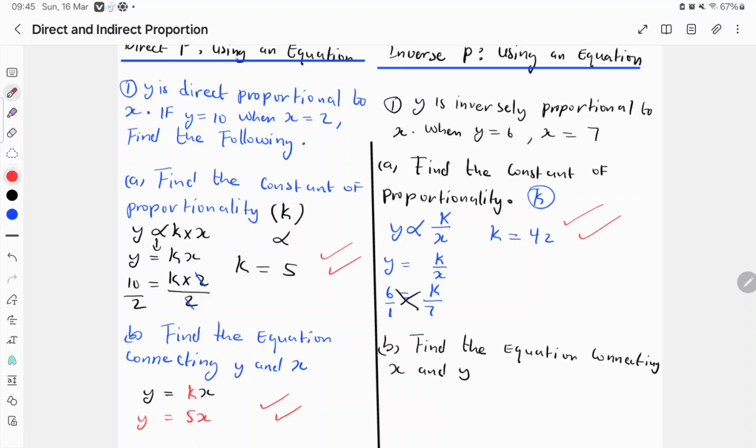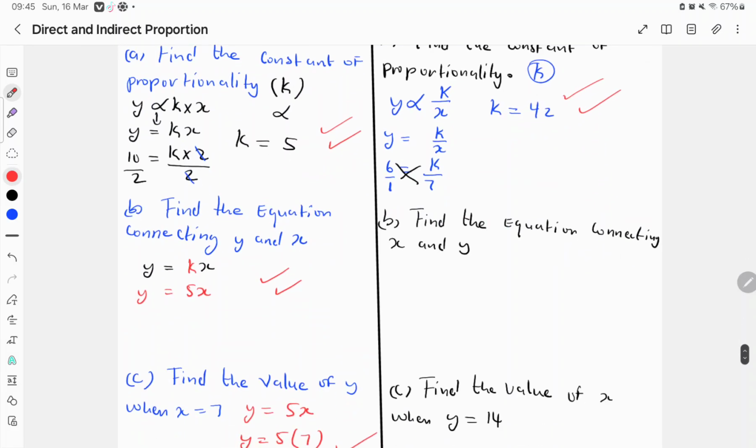Okay, next question. Find the equation connecting x and y. So how are you going to do that? It's the same thing. I already said that this is your equation. From the beginning you already have your equation, not that one, but the one with the equal sign. That's your equation already.